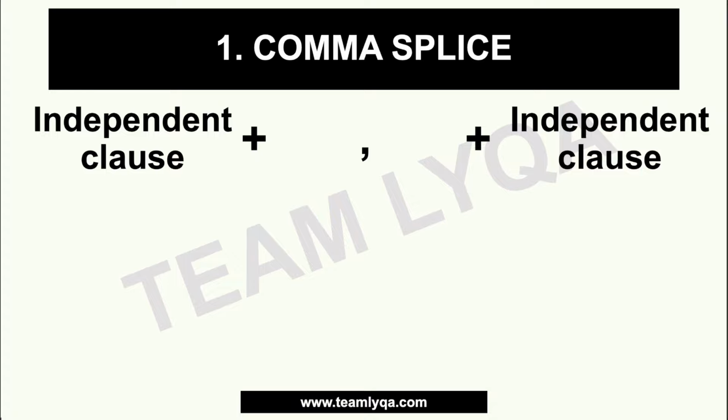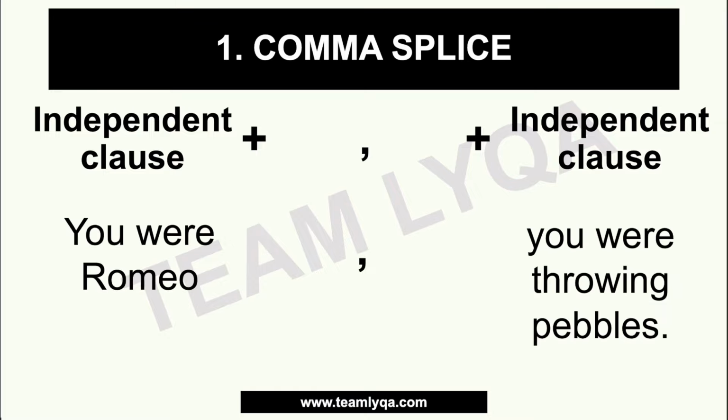Kapag meron kang subject at meron ka ring verb, at meron kang object or buo yung isang part ng sentence, tapos meron pang isang ganon na meron ding sarili niyang subject, may sarili ding verb at object, or kahit na verb lamang, no? Kahit minsan hindi naman nilalagay kung ano yung object, basta buo na siya, at ang naghahati sa kanila isang comma lamang, mali na siya. So yung ating example kanina, di ba, you were Romeo, comma, you were throwing pebbles.